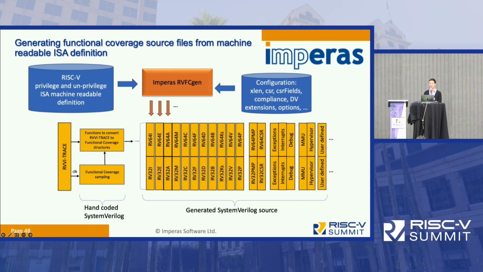The generator produces functional coverage code in a modular way so that the coverage model can be built to match the extensions used by the particular processor. And during simulations, this coverage model is sampled using data from the RVVI trace interface, which my colleague Lee already described.